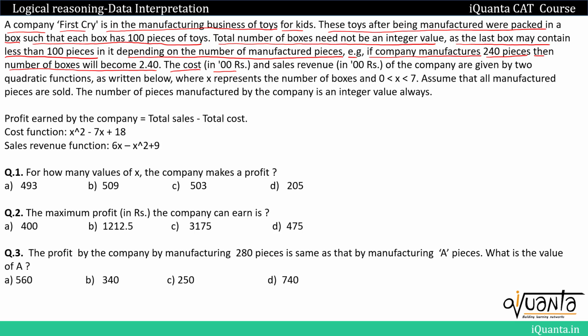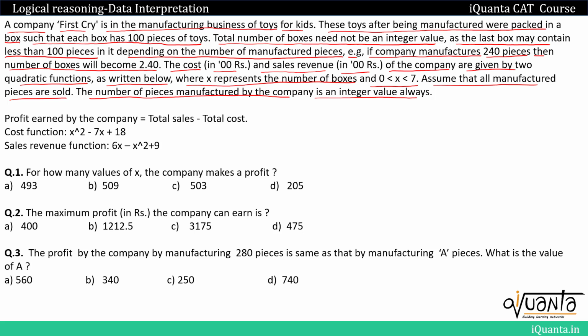The cost in 100 rupees and sales revenue in 100 rupees of the company are given by two quadratic functions as written below, where x represents the number of boxes and x lies between 0 to 7. Assume that all manufactured pieces are sold. The number of pieces manufactured by the company is an integer value always.